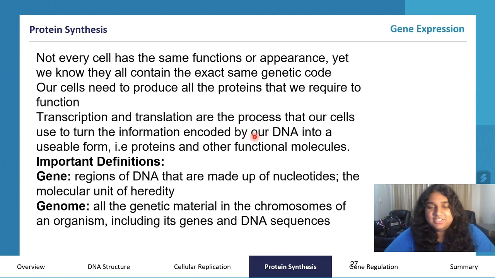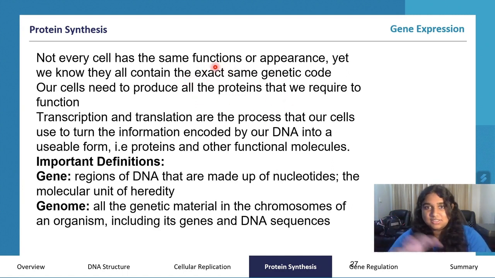So after cellular replication, we're going to talk a little bit about gene expression. As we talked about before, somatic cells and germline cells do not have the same function or appearance. However, through genetic study, we know that every single cell in a particular organism contains the exact same genetic code. Not all of that genetic code is going to be used by that cell, because it has a certain structure and function that it needs to carry out.